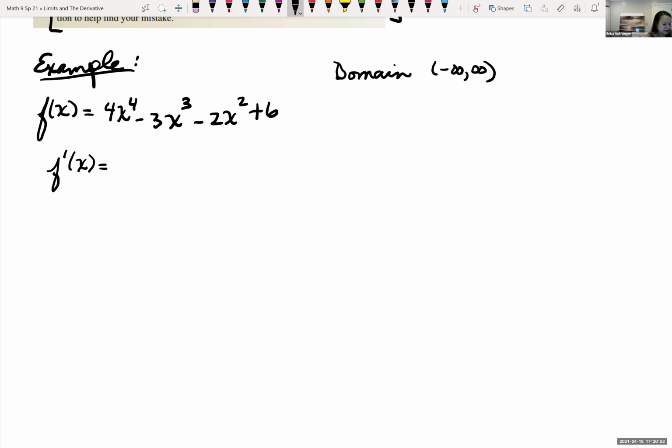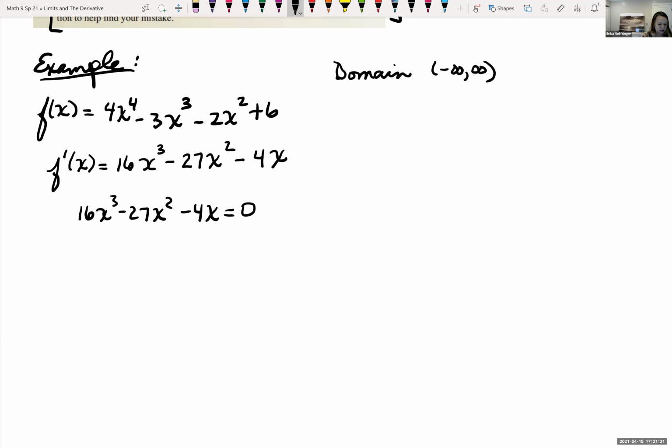So the derivative of 4x to the 4th is 16x cubed, minus the derivative of 9x cubed is 27x squared, minus the derivative of 2x squared is 4x. So now we want to find our critical numbers. Critical numbers are where our derivative equals 0 and where it's undefined. So this is defined everywhere, so we're okay there, but setting it equal to 0: 16x cubed minus 27x squared minus 4x equals 0.